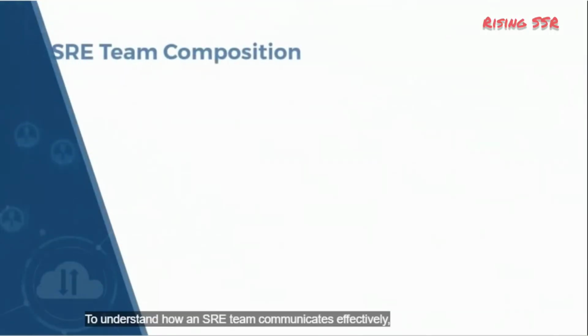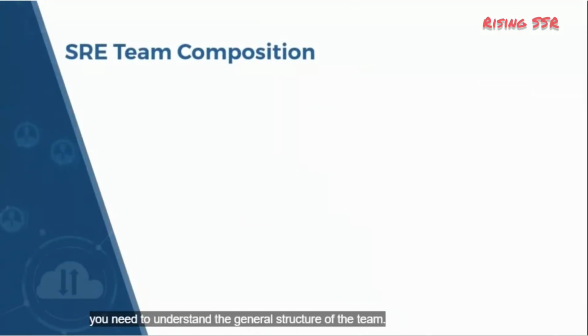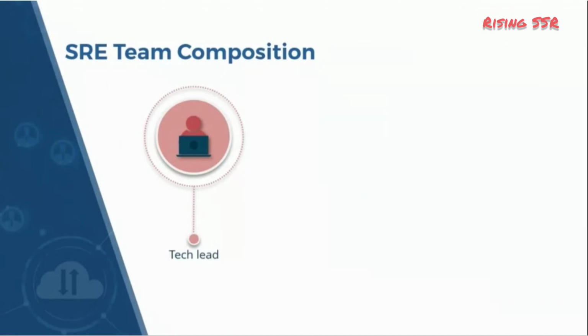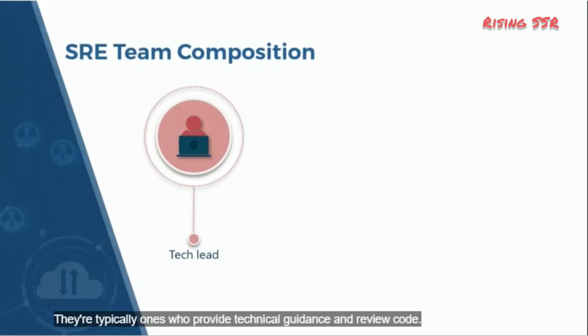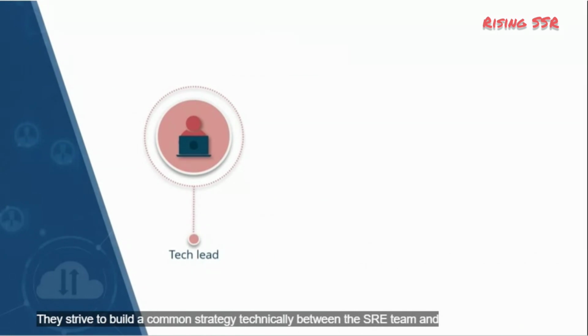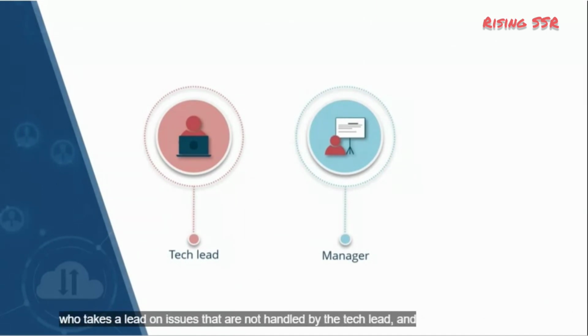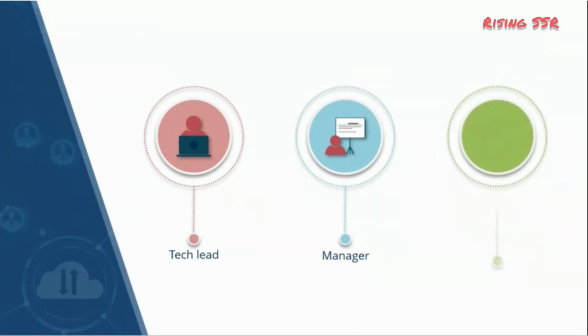To understand how an SRE team communicates effectively, you need to understand the general structure of the team. An SRE team has a tech lead. This person drives a technical direction. They're typically the ones who provide technical guidance and review code. They strive to build a common strategy technically between the SRE team and the development team. There's usually a manager who is technically minded, who takes the lead on issues that are not handled by the tech lead, and they ensure performance of the service.